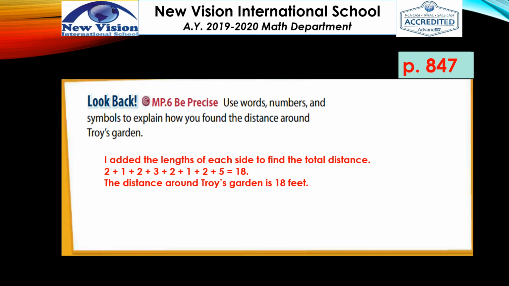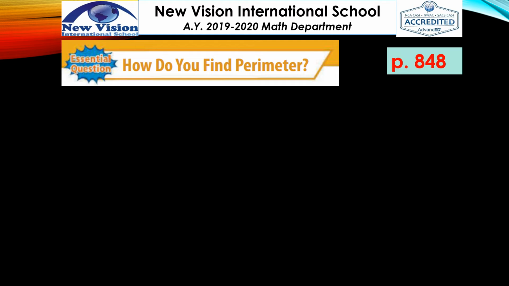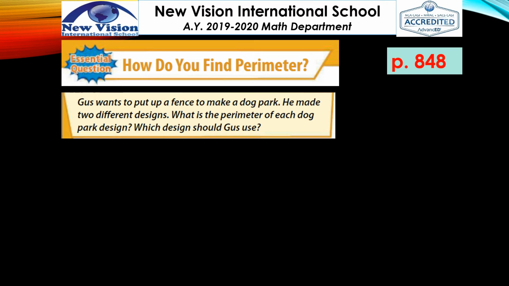Very good. Now let's go to page 848 of your book. We have here the distance around a figure is the perimeter. How do you find perimeter? Gus wants to put up a fence to make a dog park. He made 2 different designs. What is the perimeter of each dog park design? Which design should Gus use?